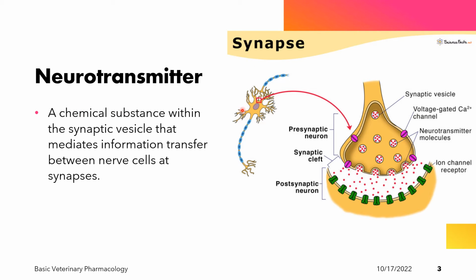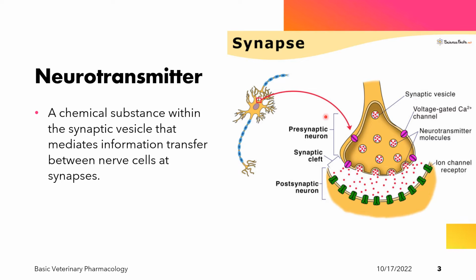So this diagram here shows a synapse, and when we say synapse, that is a junction with a minute gap that separates two neurons or nerve cells. They are also found between a neuron and a muscle cell or a gland. It is also defined as a specialized site of apposition where information passes from one nerve cell to another cell.